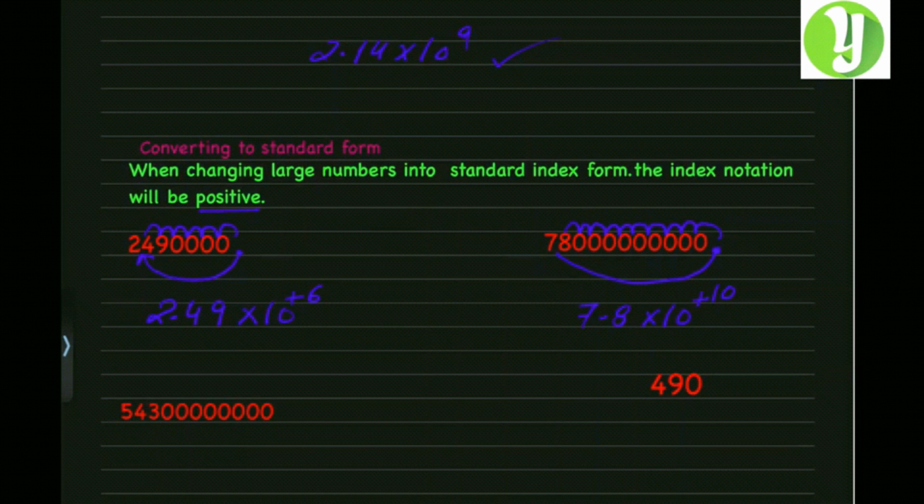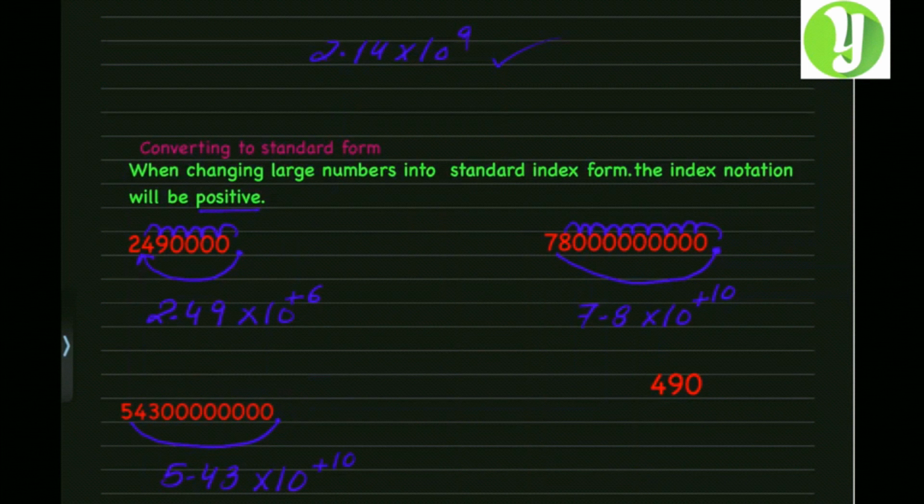Now the third one is 543000. So we can convert this decimal after the 5 because the condition is that our first digit lies between 1 and 10. So it's 5.43 times 10. Now see, 1 2 3 4 5 6 7 8 9 and a 10, and it's a positive 10.